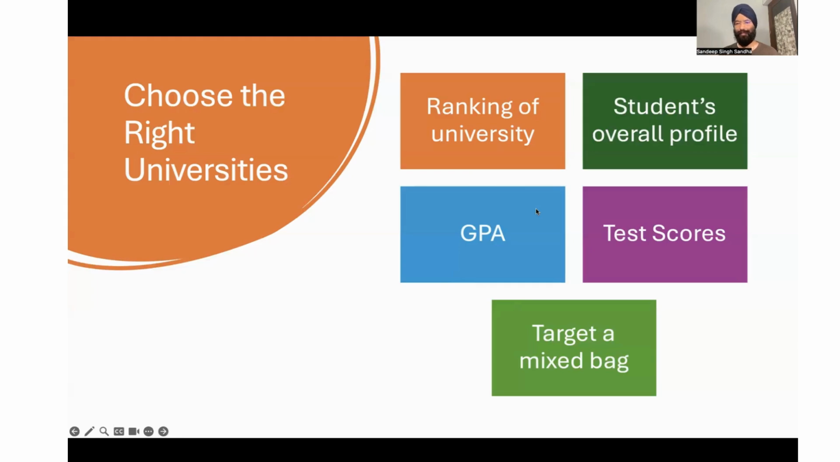But a good idea is to look at your entire profile and try to find universities which are top tier, some universities which you feel you have a very good chance to get in, and some universities which you feel are safe schools. These are the universities you are sure that you will get in. So in a way, after your application cycle, you will have multiple acceptances. So choosing the right universities is one of the most fundamental first steps.